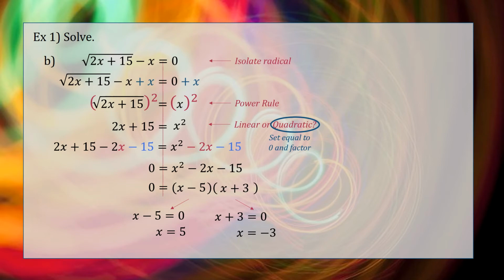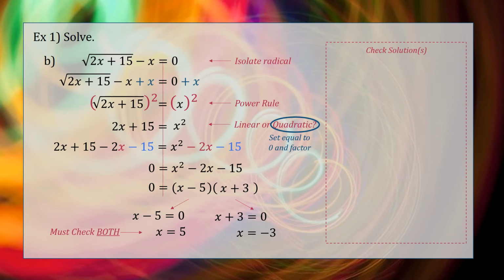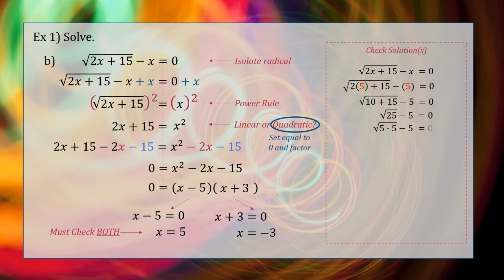Now again, we cannot circle these or say these are our answers because we have to check. And because we have two solutions, we have to check both. So on the side of your paper, let's get ready. Square root of 2x plus 15 minus x equals 0. Every time you see x, we're going to plug in our first solution, which was a 5. We simplify, and then we continue to simplify as best we can. Square root of 25 we know is made up of 5 times 5, which is a set, so it comes out of the radical. And 5 minus 5 does equal 0, so we do get to keep that solution.